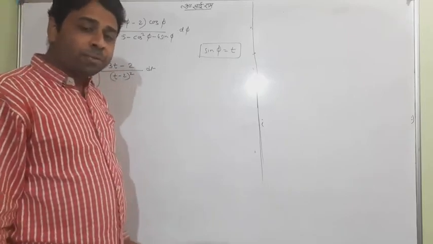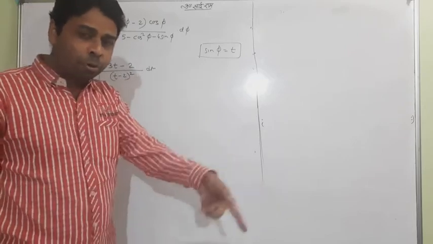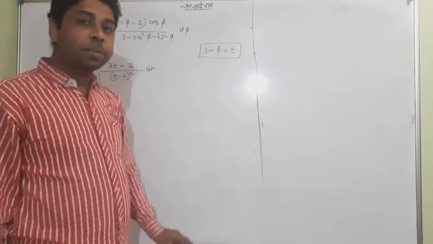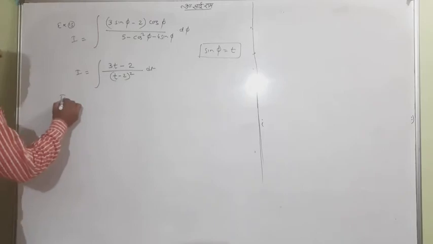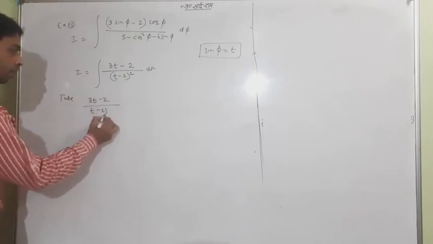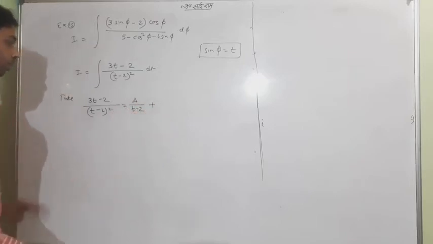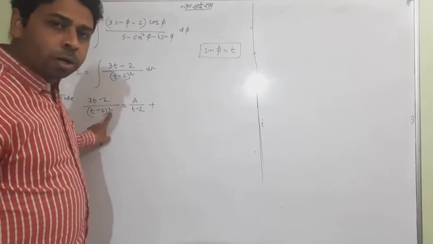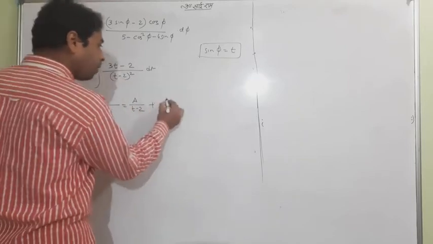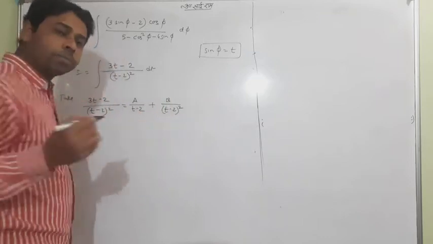Yesterday I left the problem here because (t minus 2) square is actually the second type, the repeating one. So what I'll do now is take (3t minus 2) upon (t minus 2) whole square as A upon t minus 2, the first power, and B upon (t minus 2) squared, repeating. That is a simple thing.